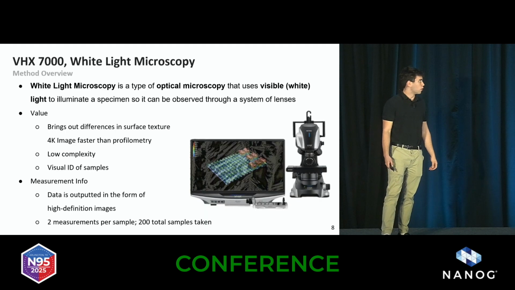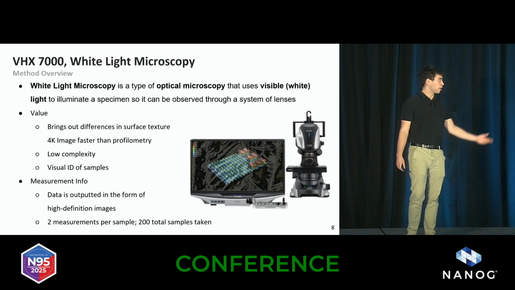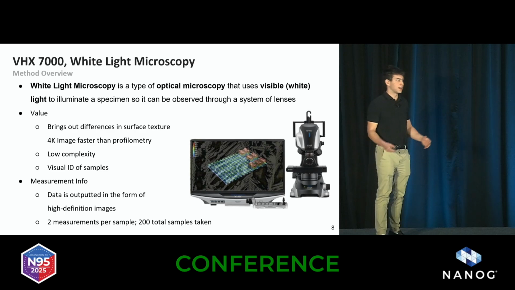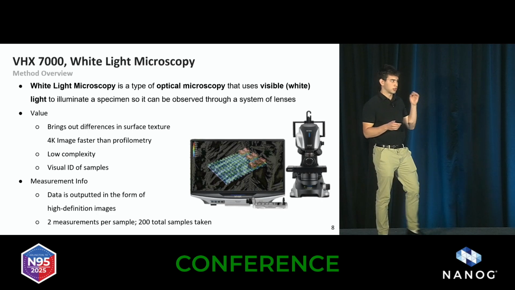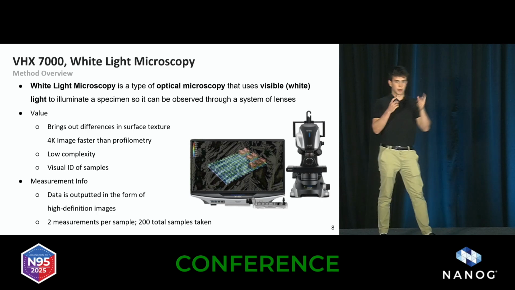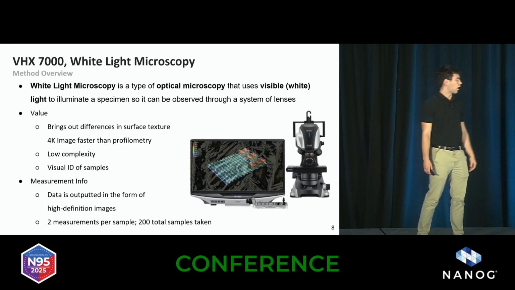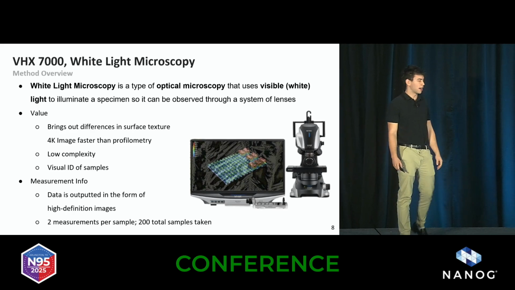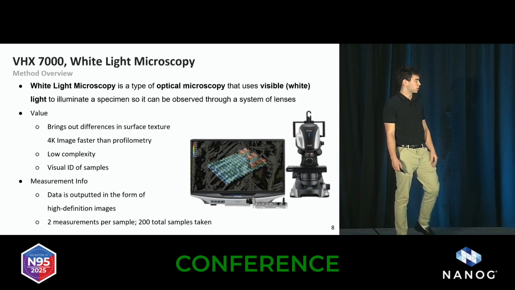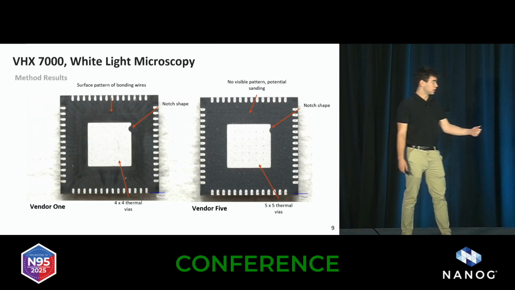Moving on to the first instrument, white light microscopy, you can think of that as a microscope. We shined white light onto the surface of the sample, and we took pictures of it. It's not too complicated, it's not too complex, and our output was high definition images. We took about 2 pictures per sample. And you can see that here.